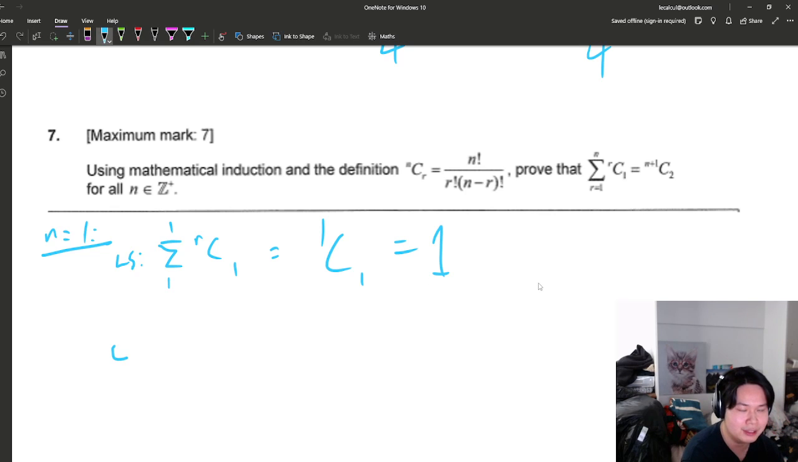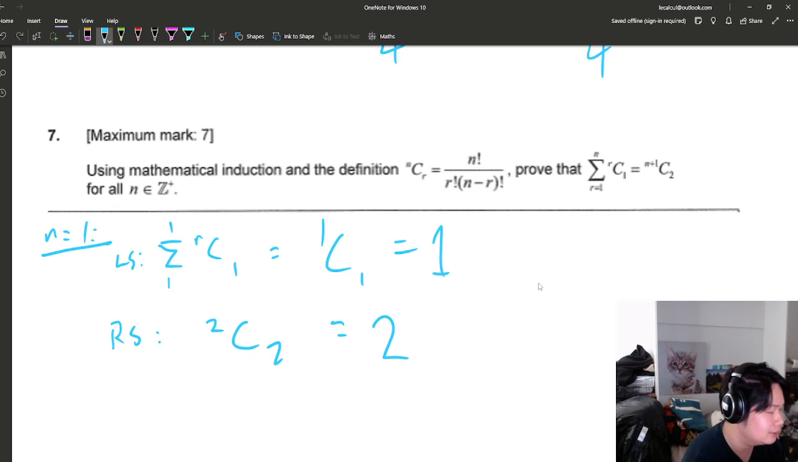And then we're checking the right side. The right side is 2c2 then, if n is 1. And this is the same concept, right? There's only one way to select two items, or make a combination of selecting two items. So this is 1.